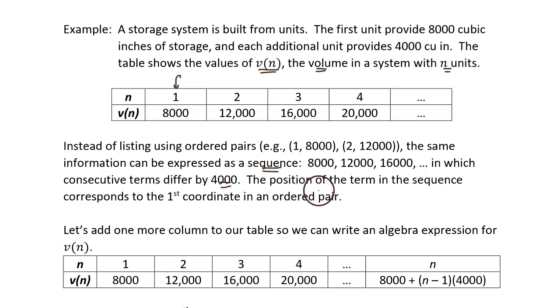The position of the term in the sequence corresponds to the first coordinate in the ordered pairs. For example, the first number in the sequence is 8,000. That is associated with the ordered pair (1, 8,000). First number in the sequence, here, n value of 1.